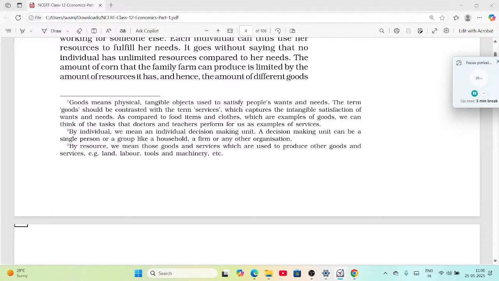By individual we mean an individual decision-making unit. A decision-making unit can be a single person or a group like a household, a farm, or any other organization.